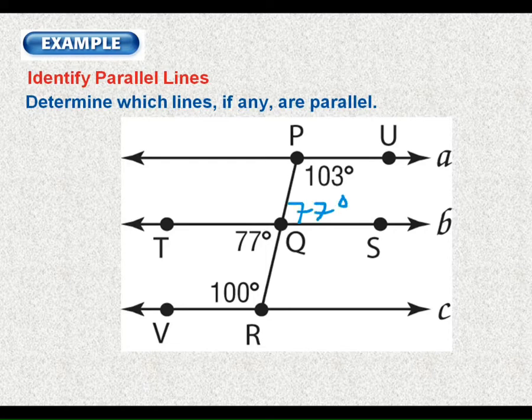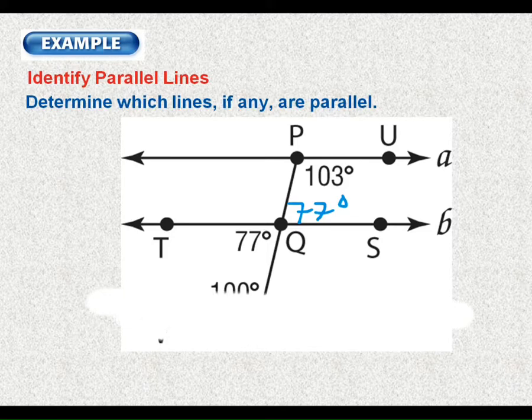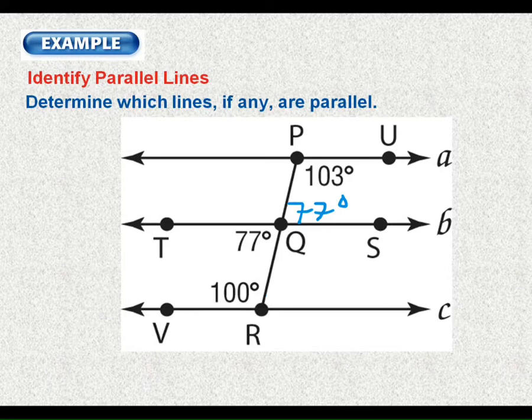Okay. Well, let's just look at lines A and B here first. What type of angles are both of these? Consecutive interior. And you know by the converse of the consecutive interior angle theorem, it says if consecutive interior angles are supplementary, then the lines are parallel. Are these supplementary? Yes. So are A and B parallel? Yes. A would be parallel to B by, that's theorem 3.6.